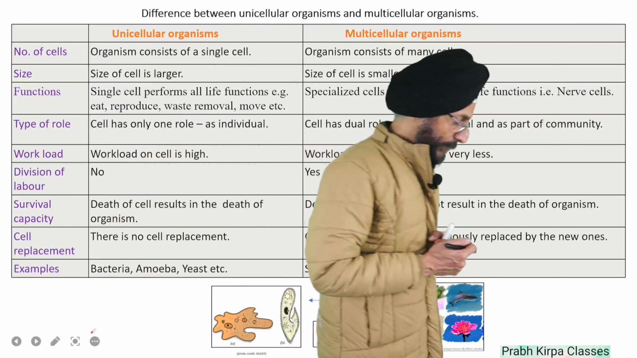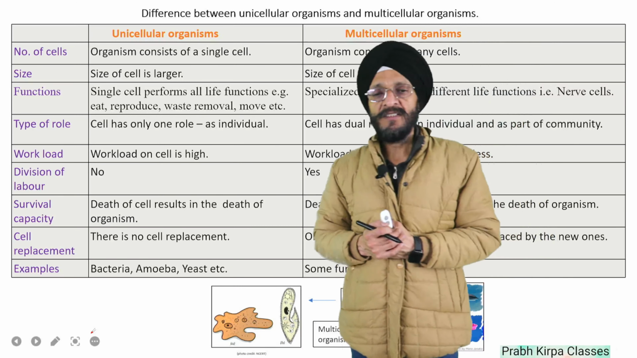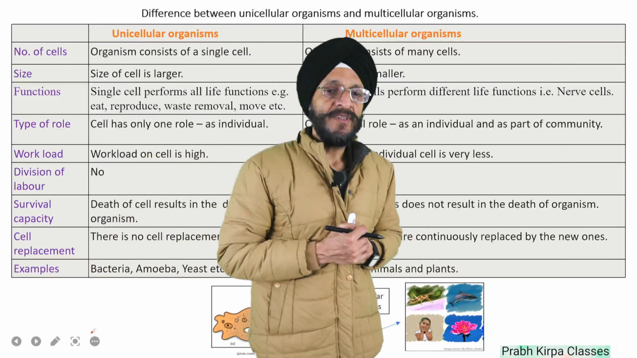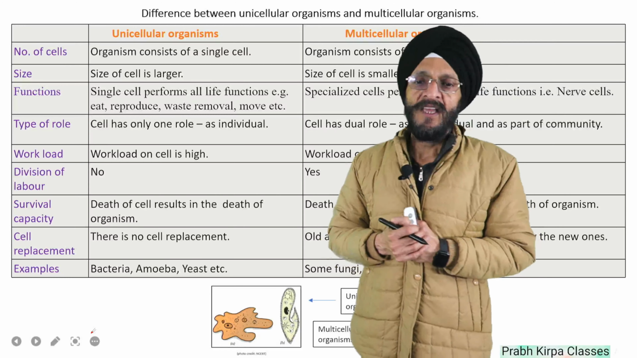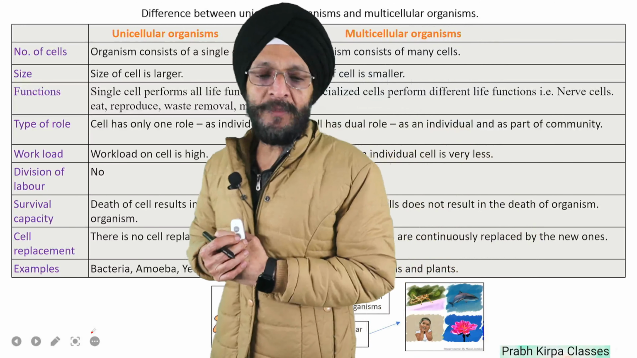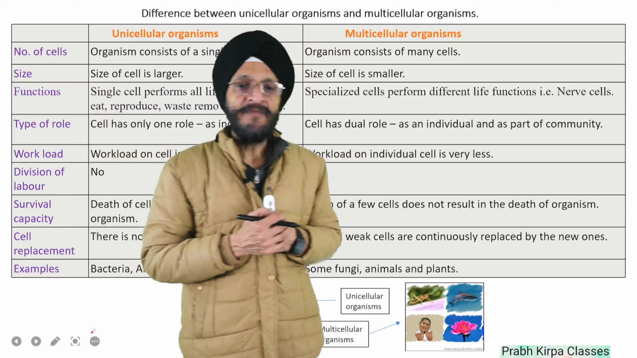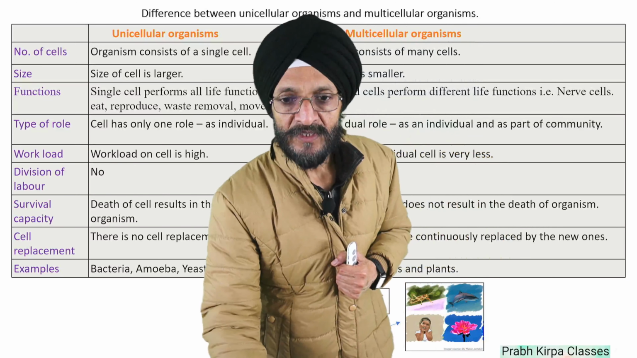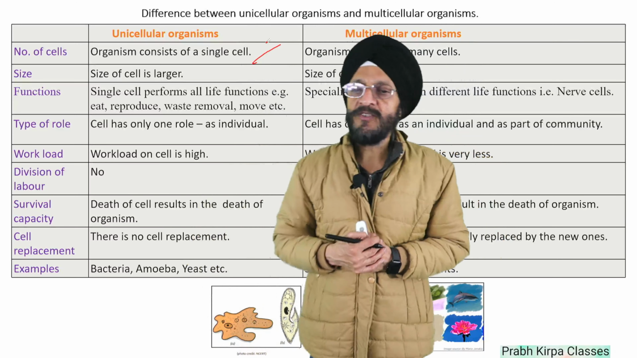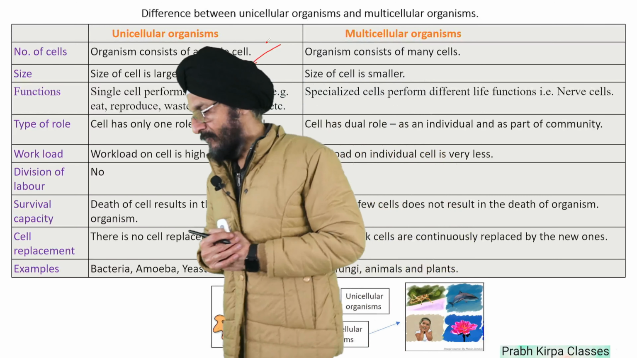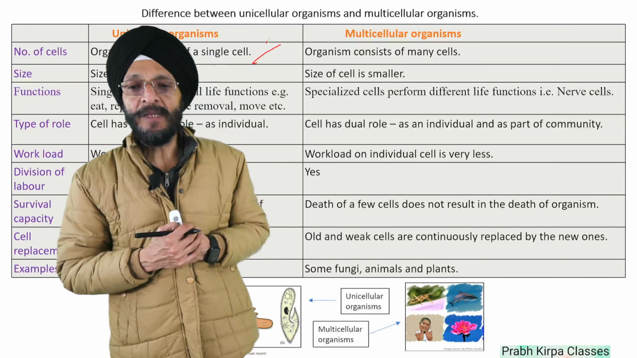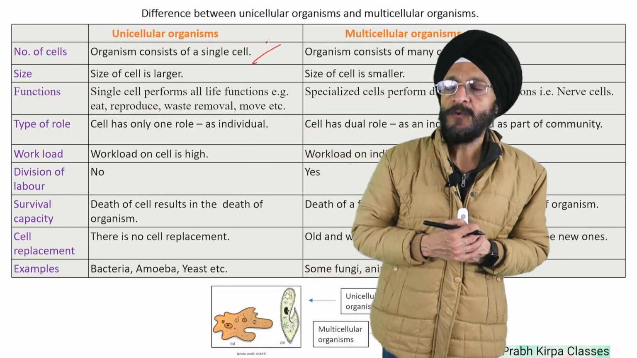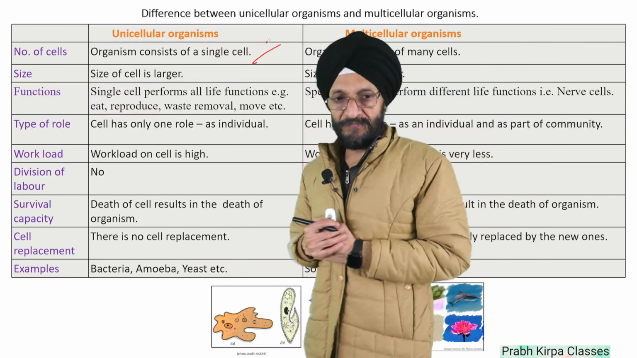Now we will find out the difference between unicellular and multicellular organisms. First is number of cells. As we have discussed earlier, uni means one, cellular means cells. In case of unicellular organisms, the organism consists of a single cell. Whereas in the case of multicellular organisms, as we have already told, there are multiple cells, which may range from a few to billions of cells.